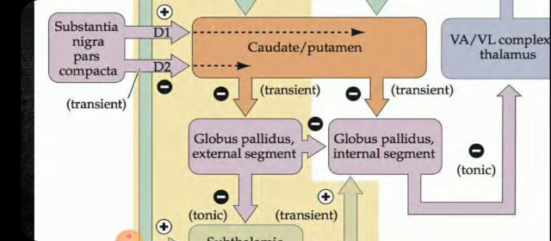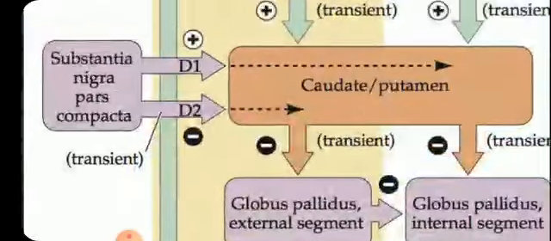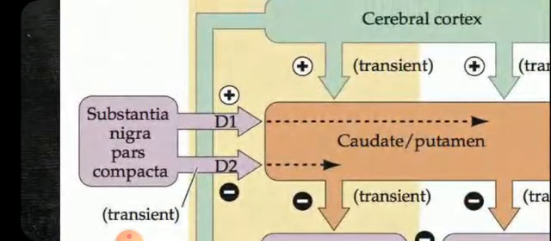Now our concern here is about dopamine, or the substantia nigrostriatal pathway. Please have a look here. You can see the substantia nigra. Substantia nigra has two parts, the anterior part and the posterior part.